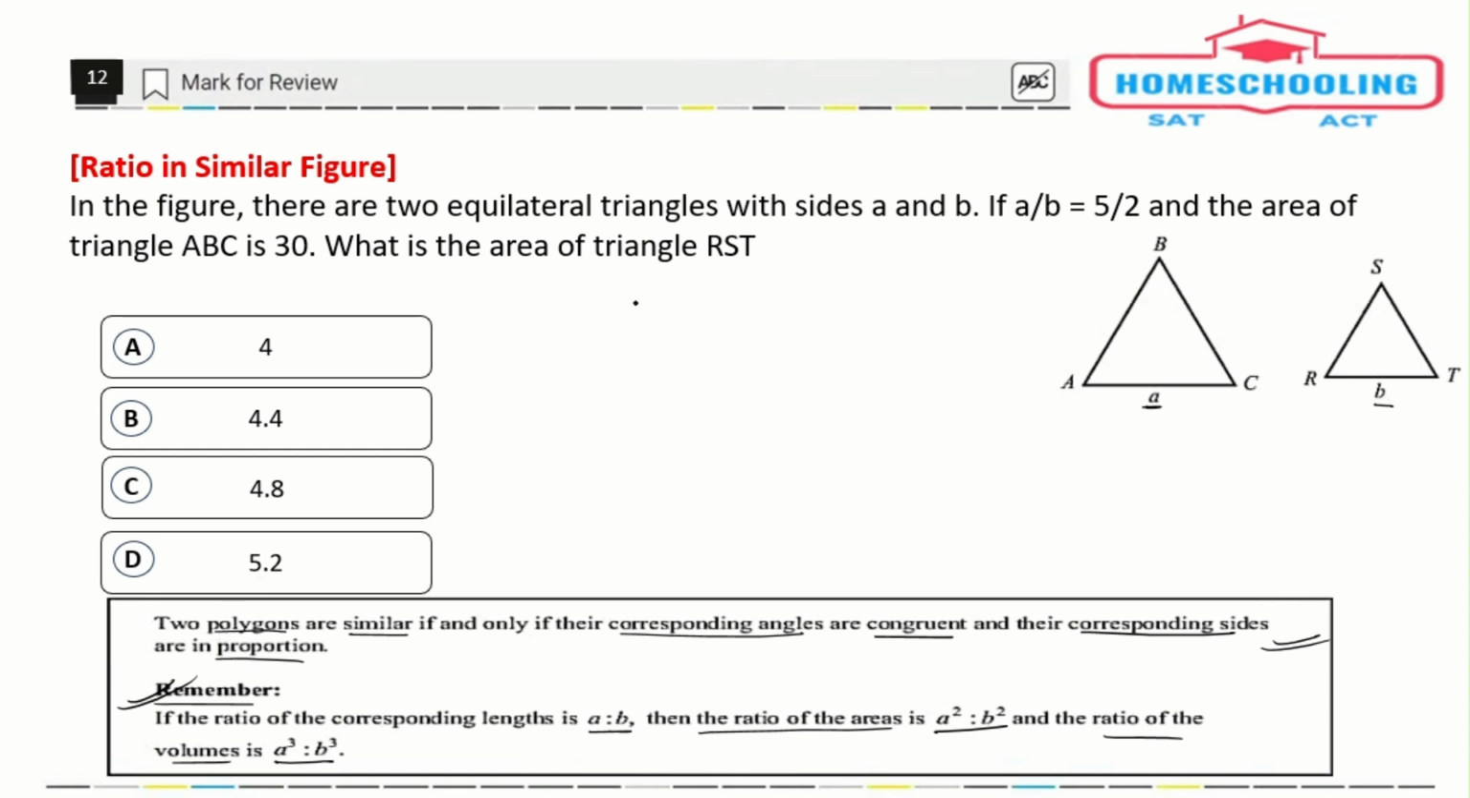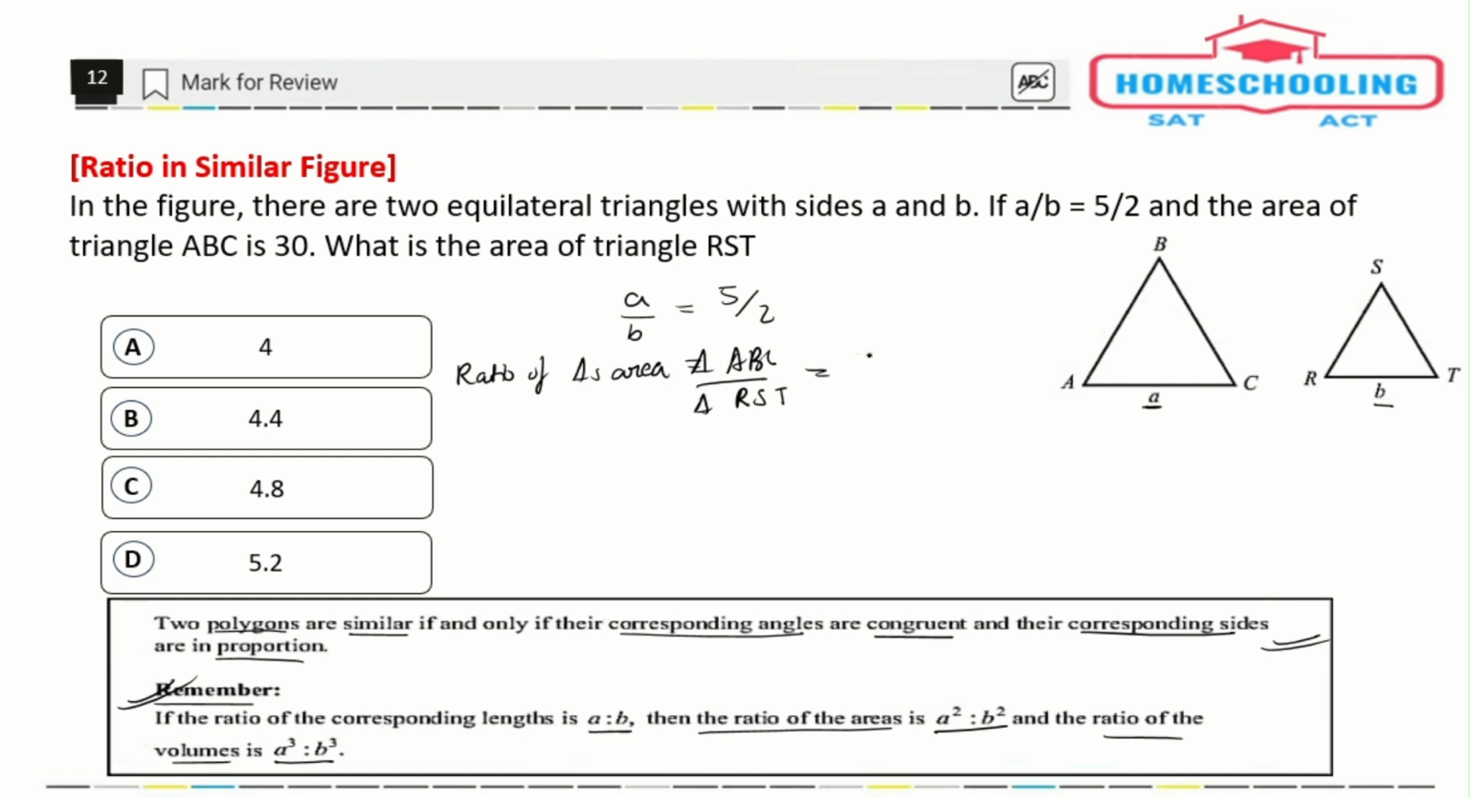So in question number 12, it says that A and B are in ratio 5 is to 2. So their sides are in ratio. So let's say the ratio of the triangles' areas, triangle ABC divided by triangle RST. So the ratio, it says, is the square of their sides. Let me prove how.